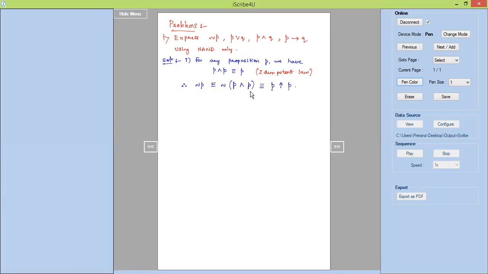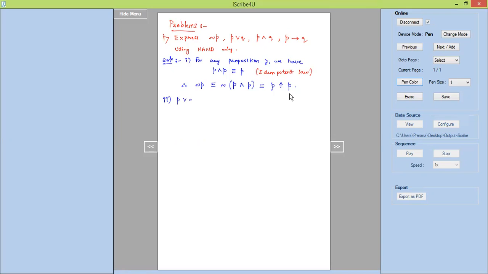NAND is a combination of not and. So from the definition of NAND, we will be able to represent negation of P and P as P NAND P. NAND represents the up arrow, right? So we have represented the first part of the question, that is negation P, with the logical connective NAND only. That's the solution. Second one, we have to do it for P or Q.